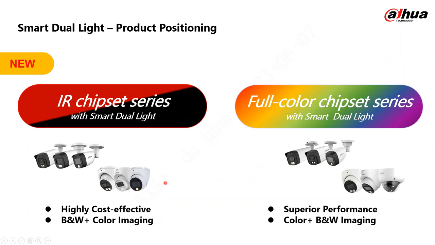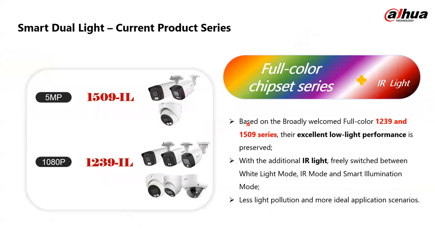When it comes to product positioning for Dahua, we have two categories: the IR chipset series with smart dual lighting, and the full color chipset series with smart dual lighting. All these are Dahua products in different shapes. We have the bullets, the eyeballs, and eyeballs with a dome included. This gives high cost effectiveness, and superior performance in producing high quality images. The current products in circulation at the moment, for 5 megapixels and 2 megapixels, are the 1509IL and 1239IL.